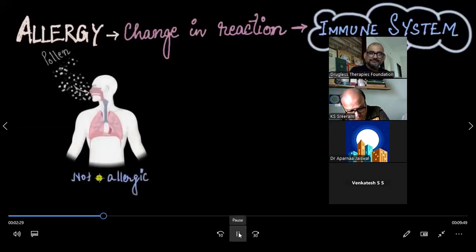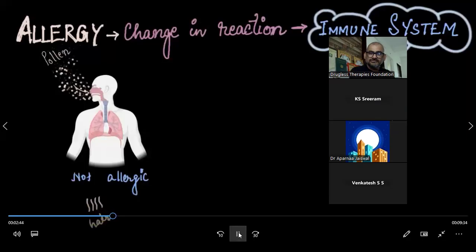I am not allergic to pollen, and as you can see, I have inhaled some pollen. Now, what will happen after that? The pollen will first encounter the hair that's present in our nasal passage. So these are the hairs, okay? And this one here is the pollen. So the pollen will try to enter our nasal passage.